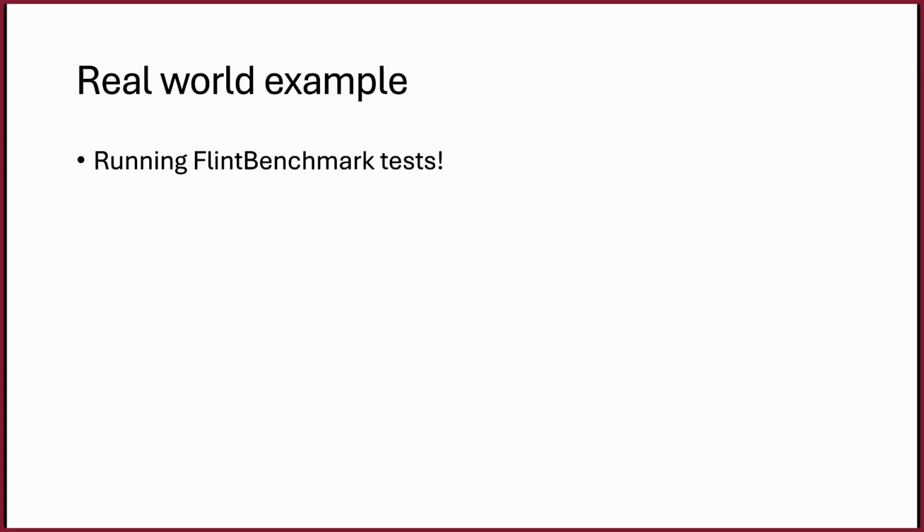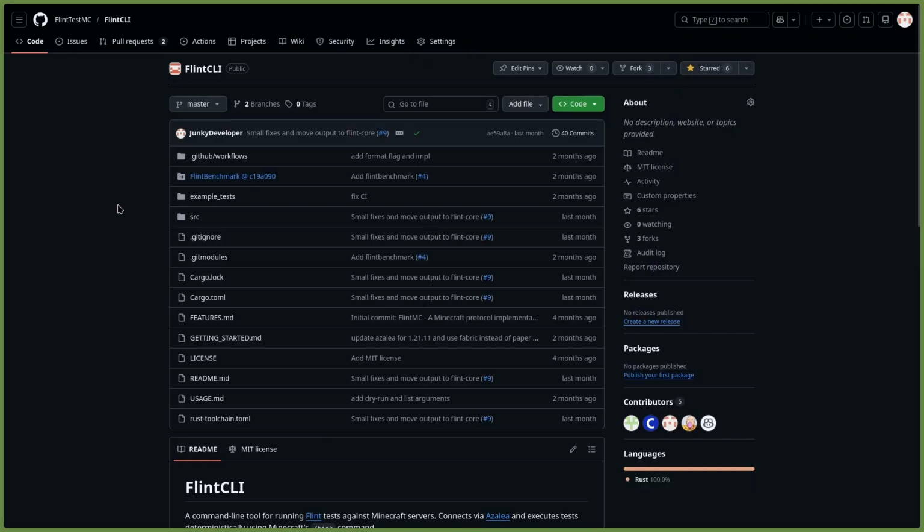What we're doing now is running the Flint benchmark tests that we have currently created. Like I said, we're in early development, so we don't have much of it. So when we go to the GitHub page, we can see FlintCLI. Hopefully in the releases sometime there will be a download for you, but currently, like I said, we are in early development. That means we need to build FlintCLI on our own.